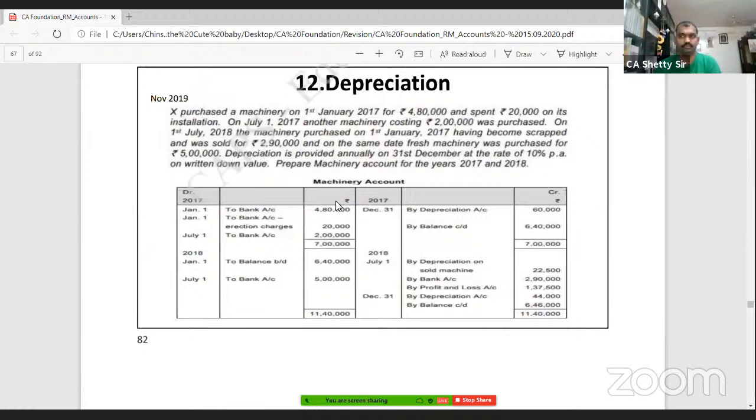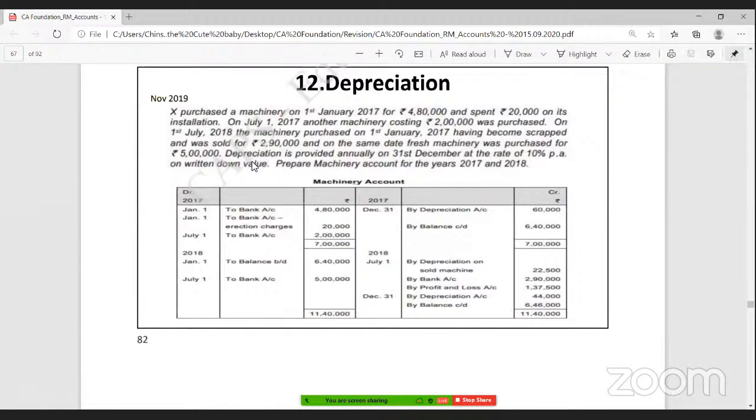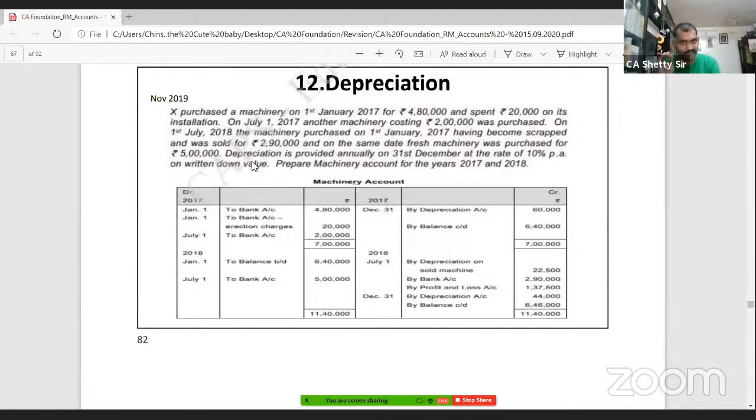WDV, the question is clear there. Depreciation rate, look here: 10% per annum on WDV on 1st January 2018 of such asset. 5 lakh minus 10%, only that asset, use the brain, is equal to 4,50,000.